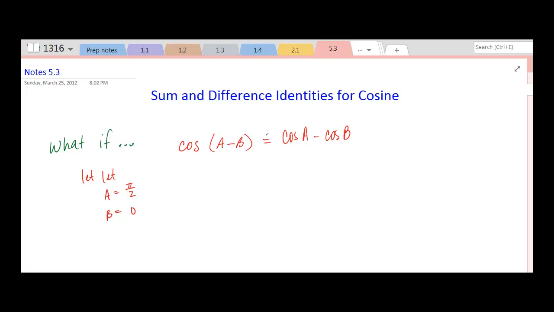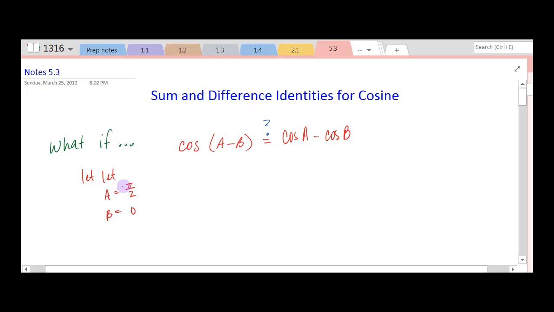In this section, we're going to talk about the sum and difference identities for cosine. Before we get into the identity, let's take this expression right here. If I have the cosine of two angles, A minus B, is that equal to just the cosine of A minus the cosine of B? In other words, can I use the distributive property like we've done in many other cases in algebra? Does the distributive property apply for my trig identities? That's what we're questioning here.